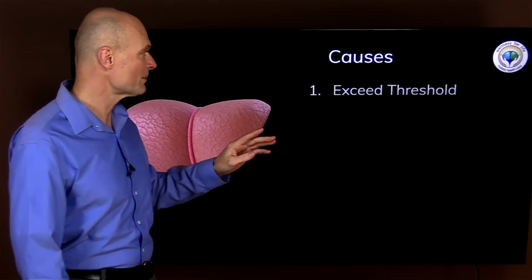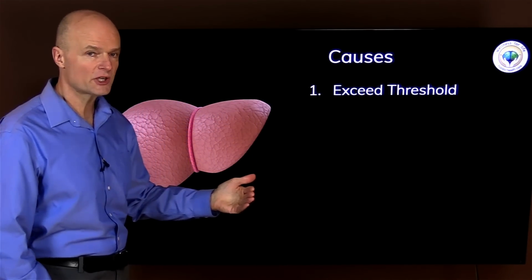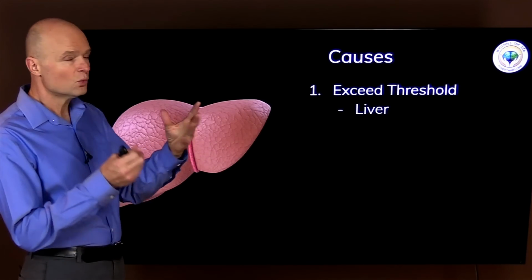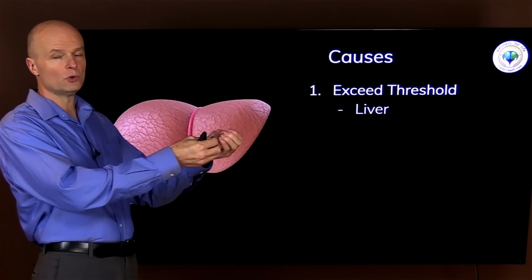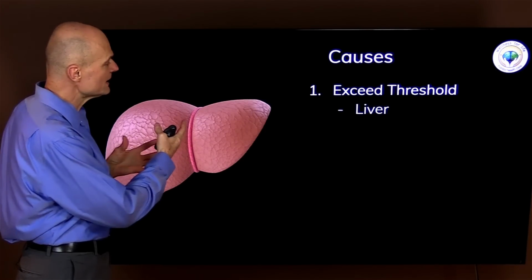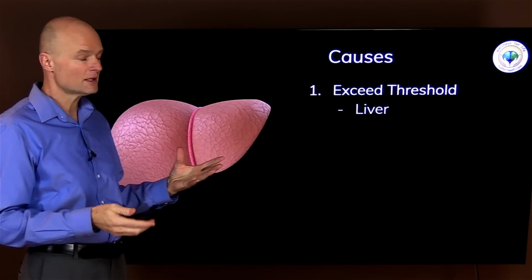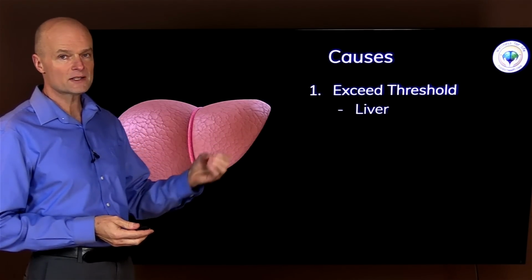And the first one is what we mentioned. We exceed the threshold. We wear out the metabolic machinery. And basically that refers to the liver. When we overload the liver, when we give the liver too much to handle of the things that only the liver can handle, it gets toxic, it gets exhausted, and we get a fatty liver. That sets the stage for insulin resistance.